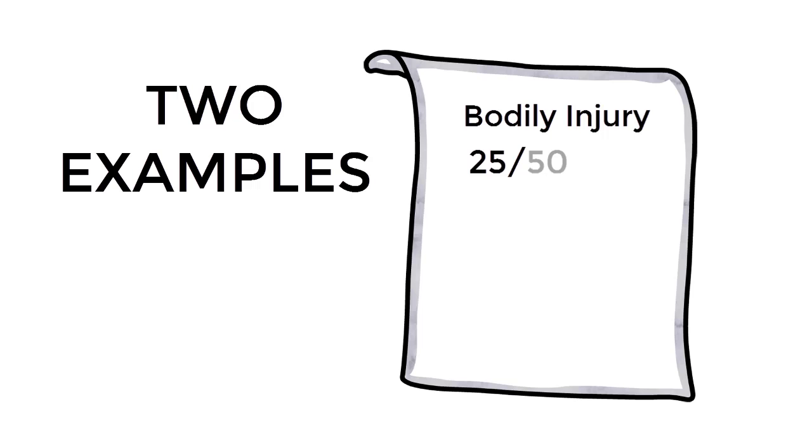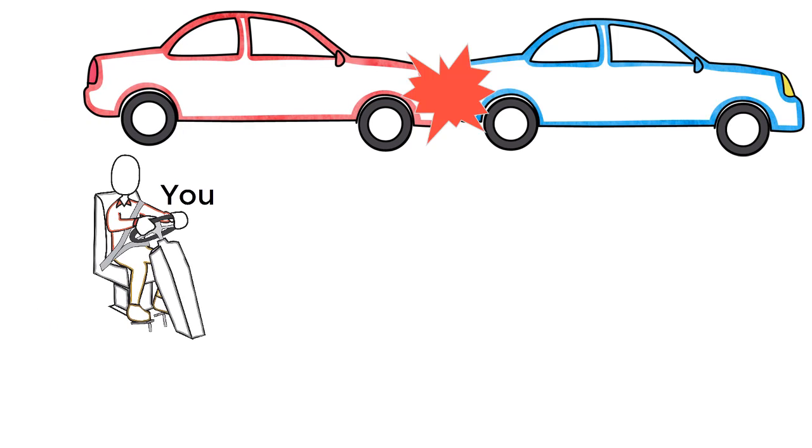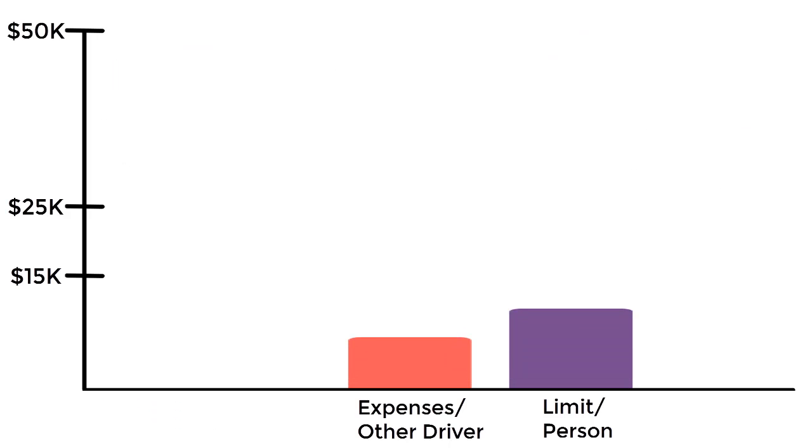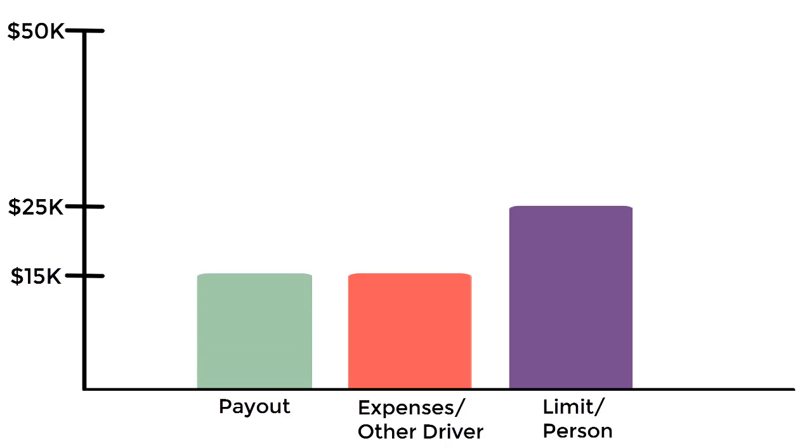Here are two examples where the per-person limit is $25,000. Let's say you crash your car into another car, and the other driver has $15,000 in medical expenses. It's determined that you are at fault. Your bodily injury coverage pays the entire $15,000 because that amount is lower than your per-person limit of $25,000.